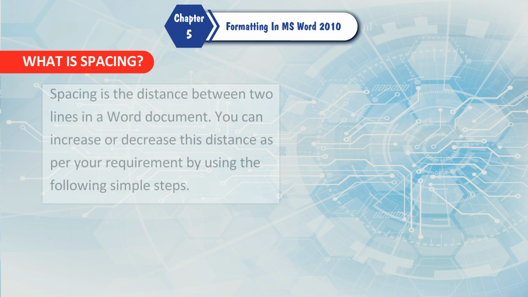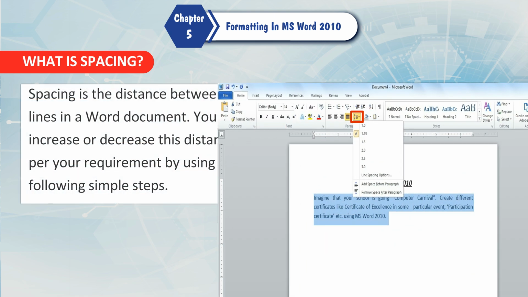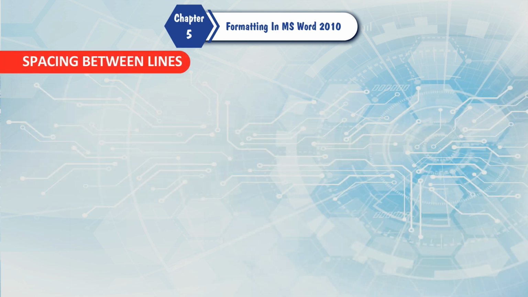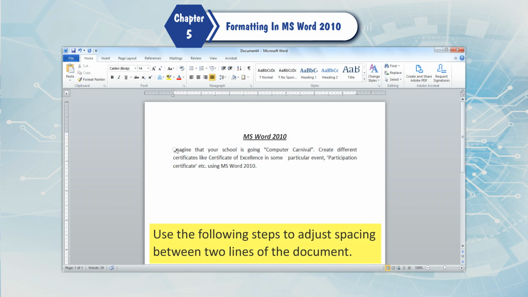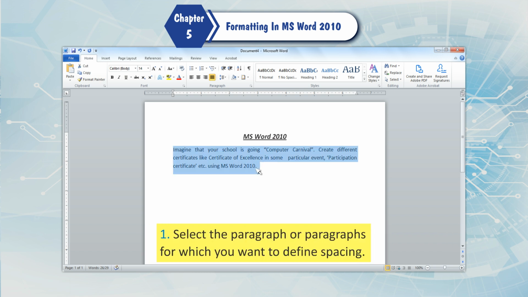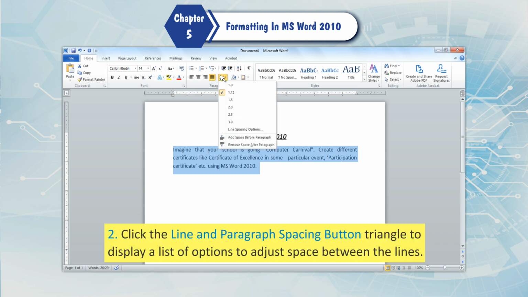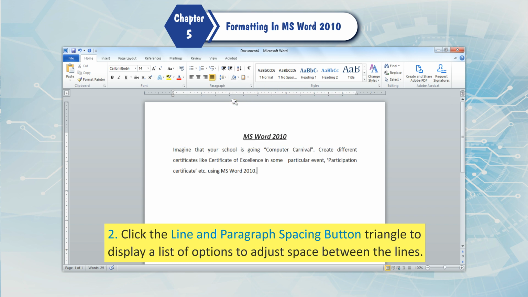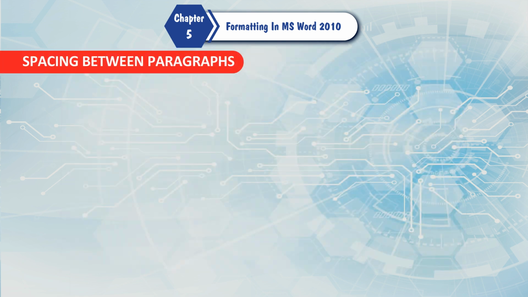What is spacing? Spacing is the distance between two lines in a Word document. You can increase or decrease this distance as per your requirement by using the following simple steps. Spacing between lines. Use the following steps to adjust spacing between two lines of the document. Select the paragraph or paragraphs for which you want to define spacing. Click the line and paragraph spacing button triangle to display a list of options to adjust space between the lines.